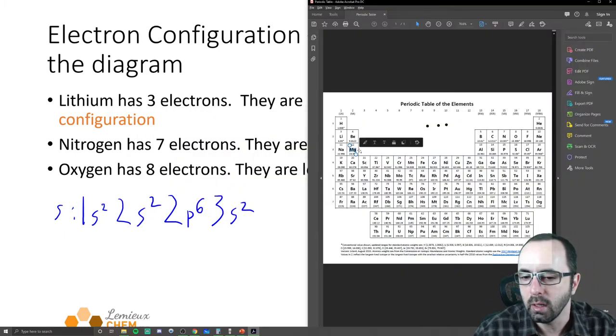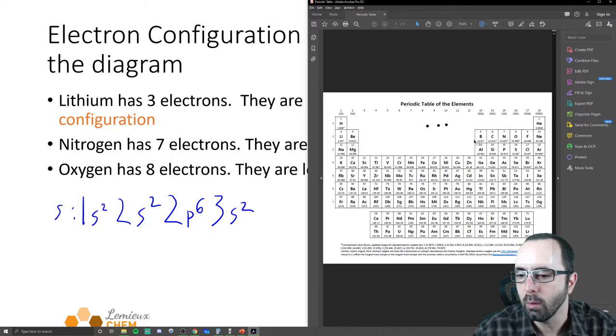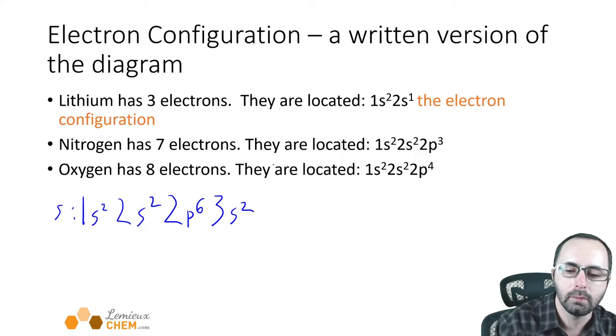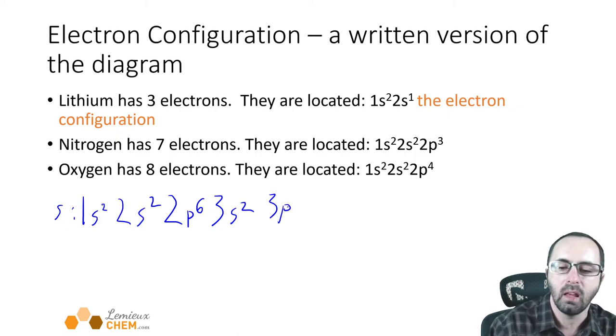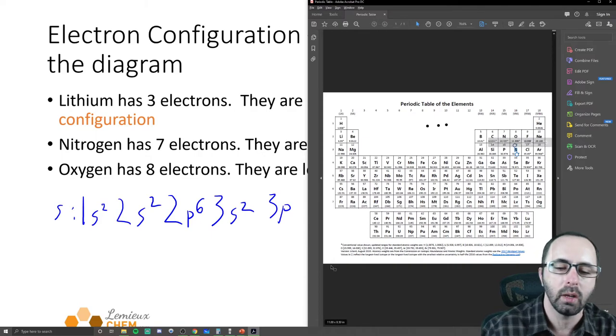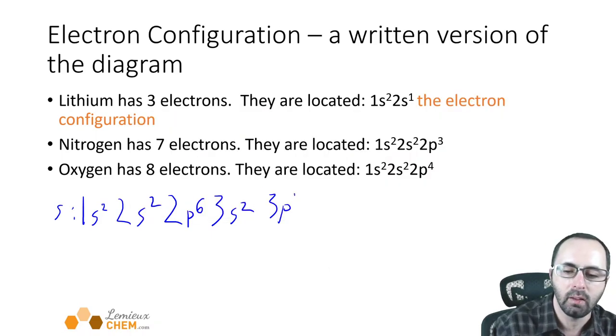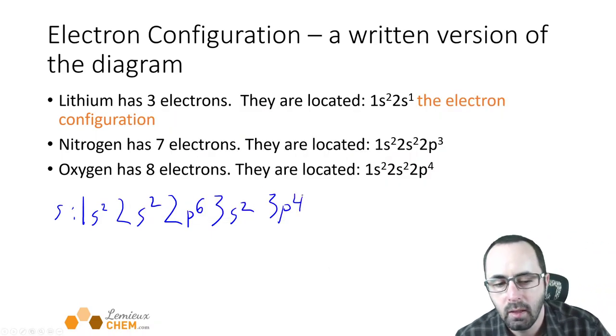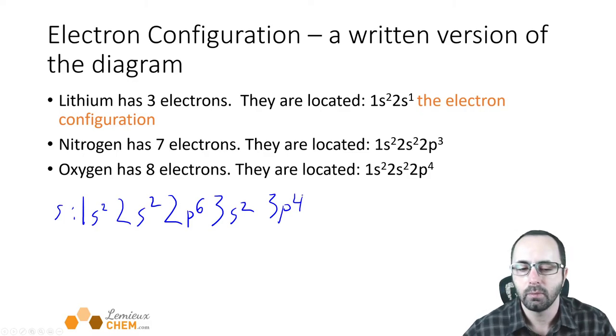Then, next, we read across here. Still in the third row, but now we're in the P area. So we're going to write 3P. And then we count across to sulfur. 1, 2, 3, 4. It's the fourth one in. 4 electrons in the P orbital. And that's the way you do it.